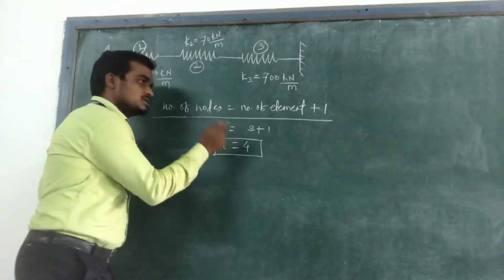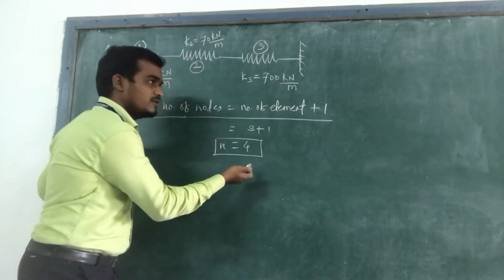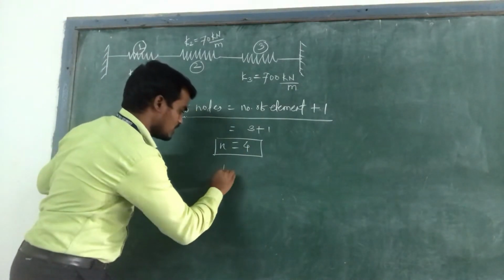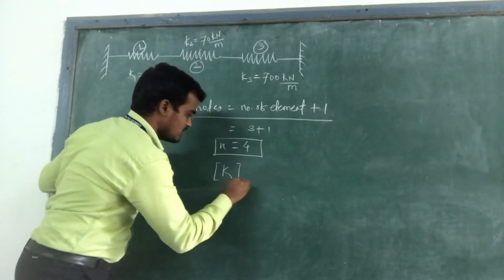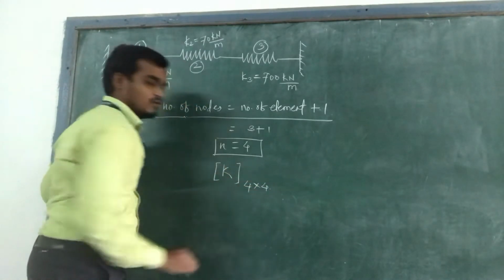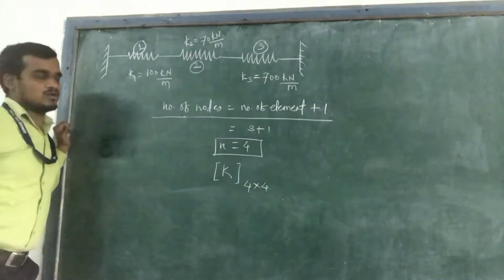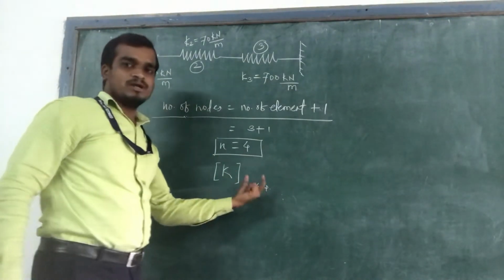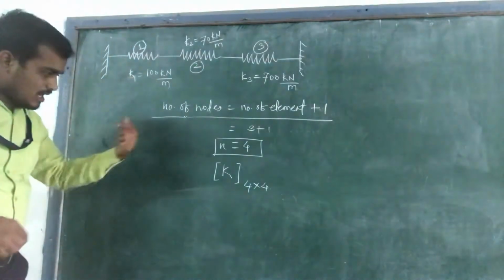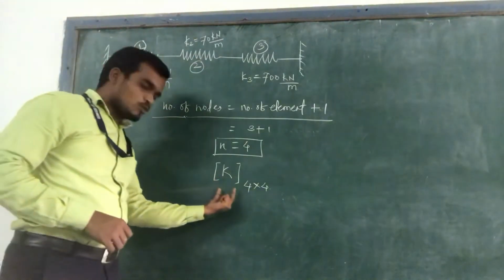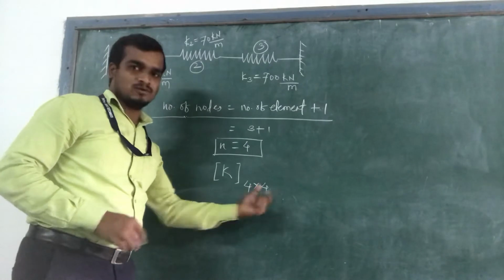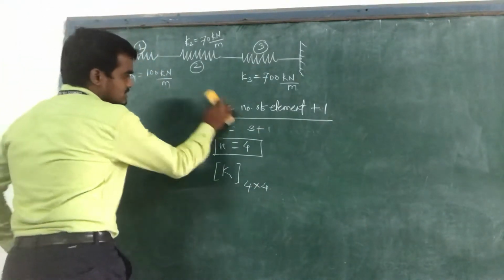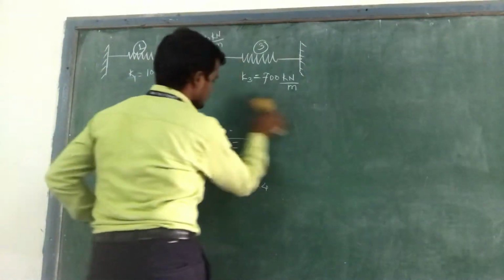From the number of nodes we define the order of the global stiffness matrix. So the order of the global stiffness matrix will be 4 by 4, because there are 4 nodes. Now we will see how we are going to construct this global stiffness matrix of order 4 by 4. First, find the elemental stiffness matrix for each element.